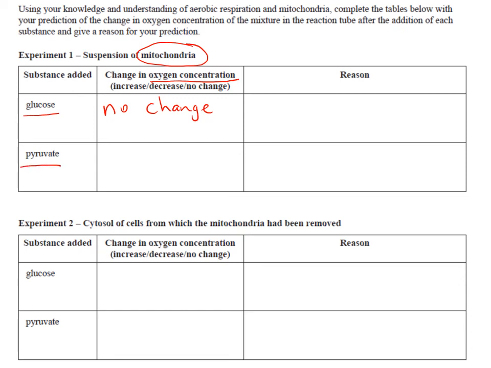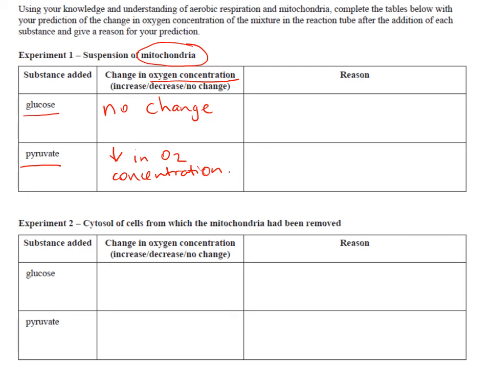Whereas if pyruvate were added, so remember pyruvate goes into mitochondria, into the matrix, and that's when the Krebs cycle and then the electron transport chain occurs. So if pyruvate enters the mitochondria, it'll go through the Krebs cycle, and then move into the electron transport chain. And this process will use oxygen, so there would be a decrease in oxygen concentration if pyruvate alone was added to a mitochondria.